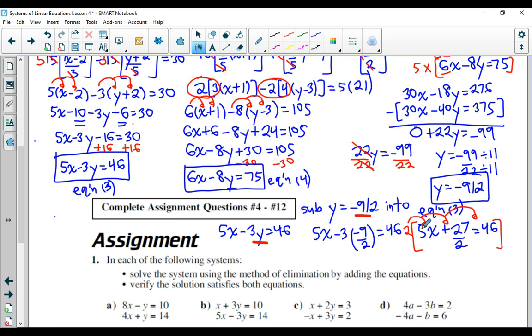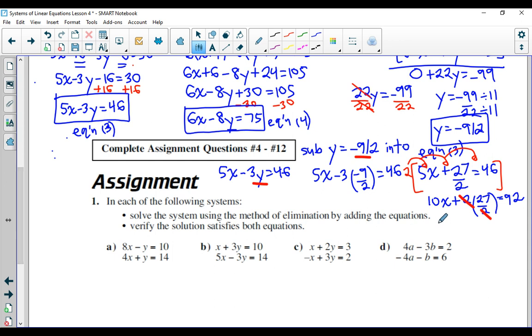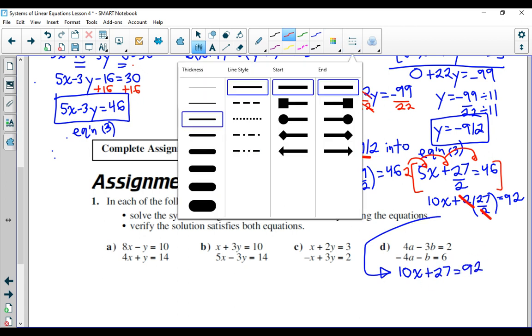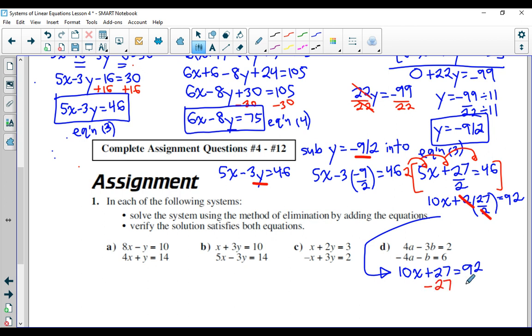And then this would give us 10x plus 2 times 27 over 2 is equal to 2 times 46, that would be 92. Okay, the 2s here cancel. So now I'm just down to solving for, I'm really running out of space. Okay, 10x plus 27 is 92. So to solve for this, we're going to subtract 27 from both sides.